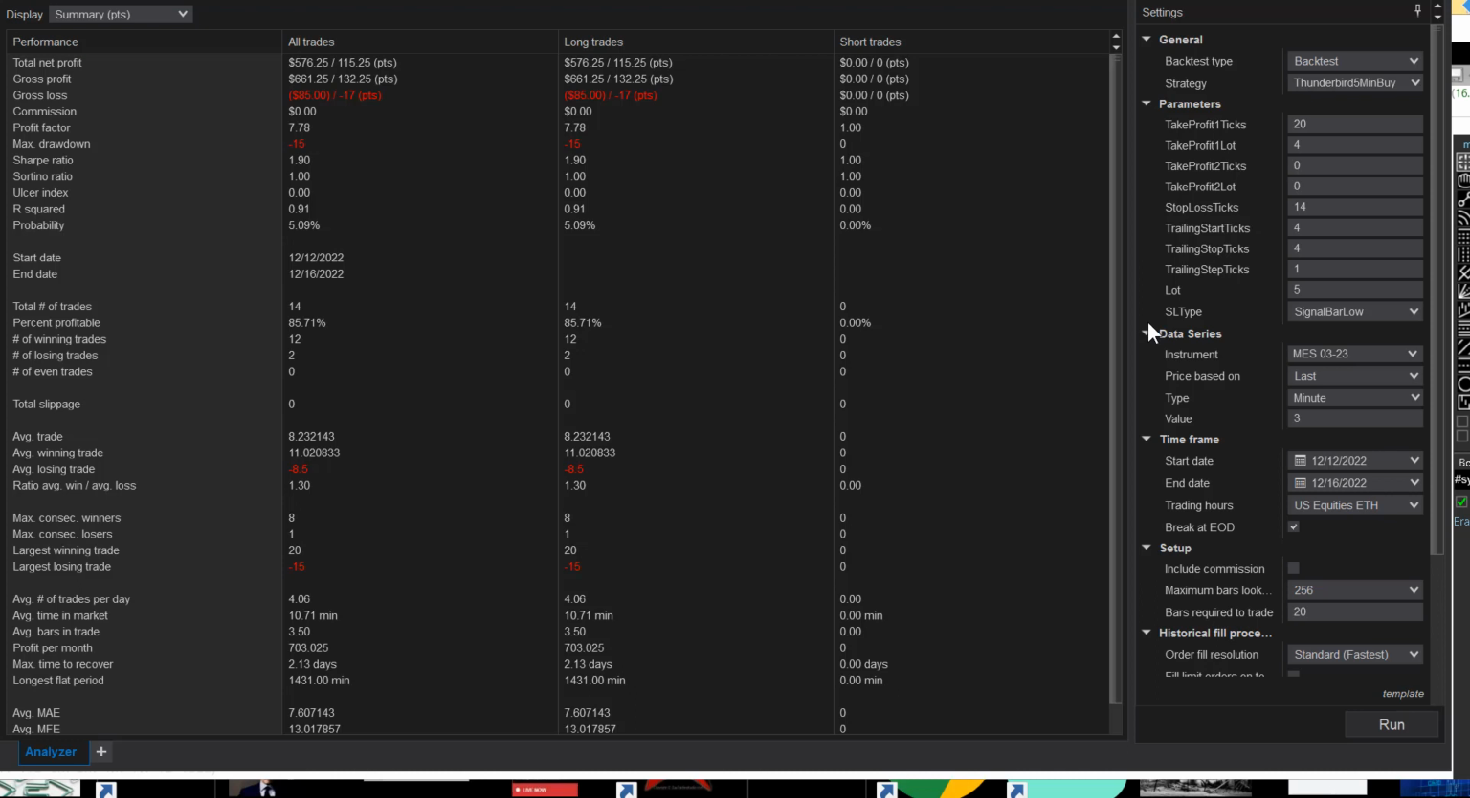I adjusted my parameters on the Rockbot to take faster profits and give it better opportunities. So I want to go over those parameters right now and show you some of the back testing, because this is what we're going to run for next week.